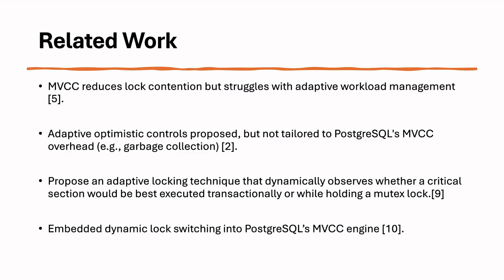While their approach is flexible, it wasn't specifically designed to handle Postgres's MVCC overheads, such as tuple versioning and garbage collection. Usui, through their work, Adaptive Locks: Combining Transactions and Locks for Efficient Concurrency, introduced a mechanism that switches between traditional locking and transactional memory depending on runtime contention. Although designed for programming environments, the underlying concept of dynamic adaptability strongly influenced our design.